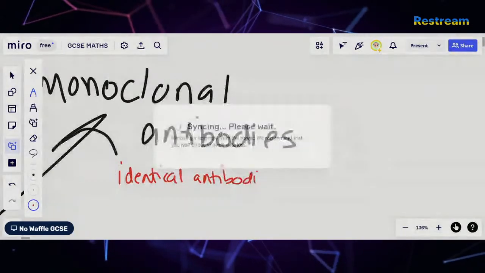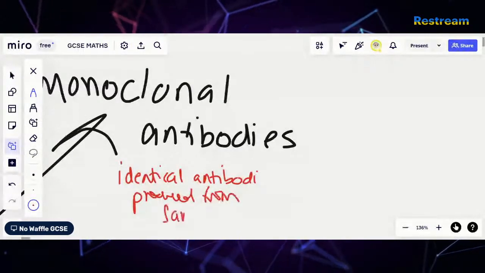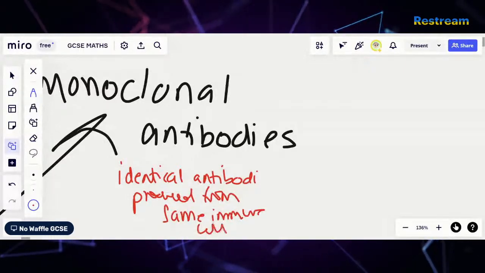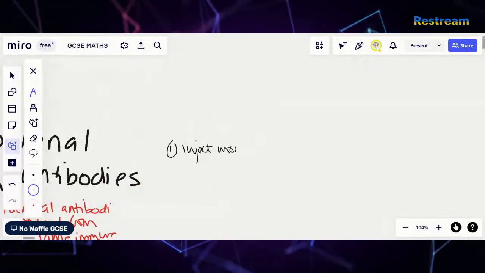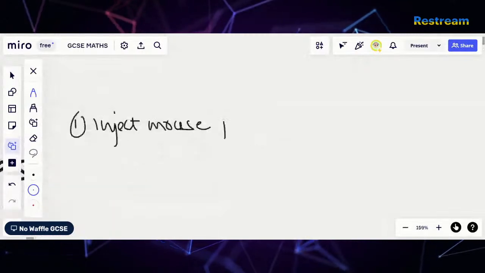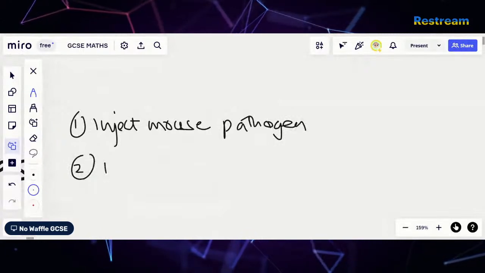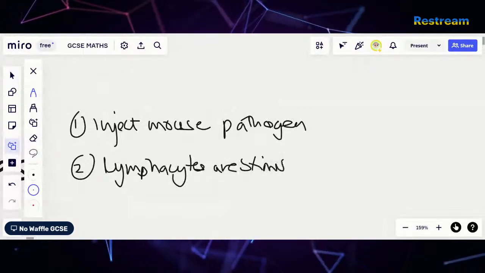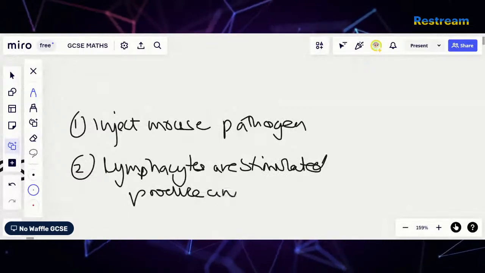Antibodies from the same immune cell. So what that means may become clear when looking at the process. In terms of the process, you first inject the mouse with the pathogen, with the virus, and then the mouse's lymphocytes, which is a type of blood cell, are now stimulated and begin to produce antibodies.